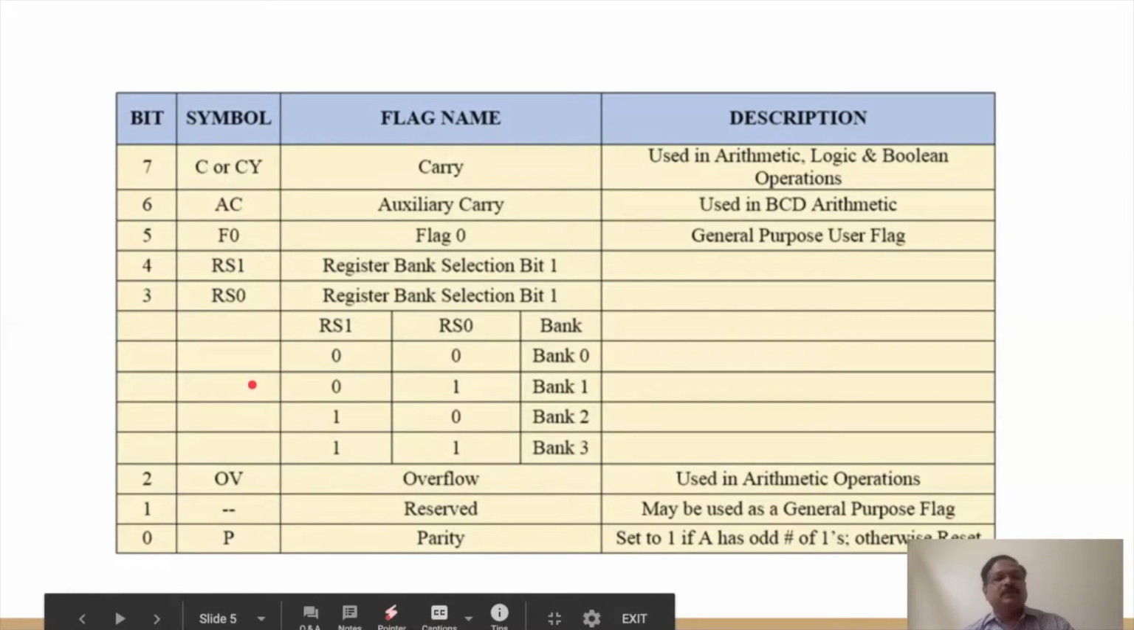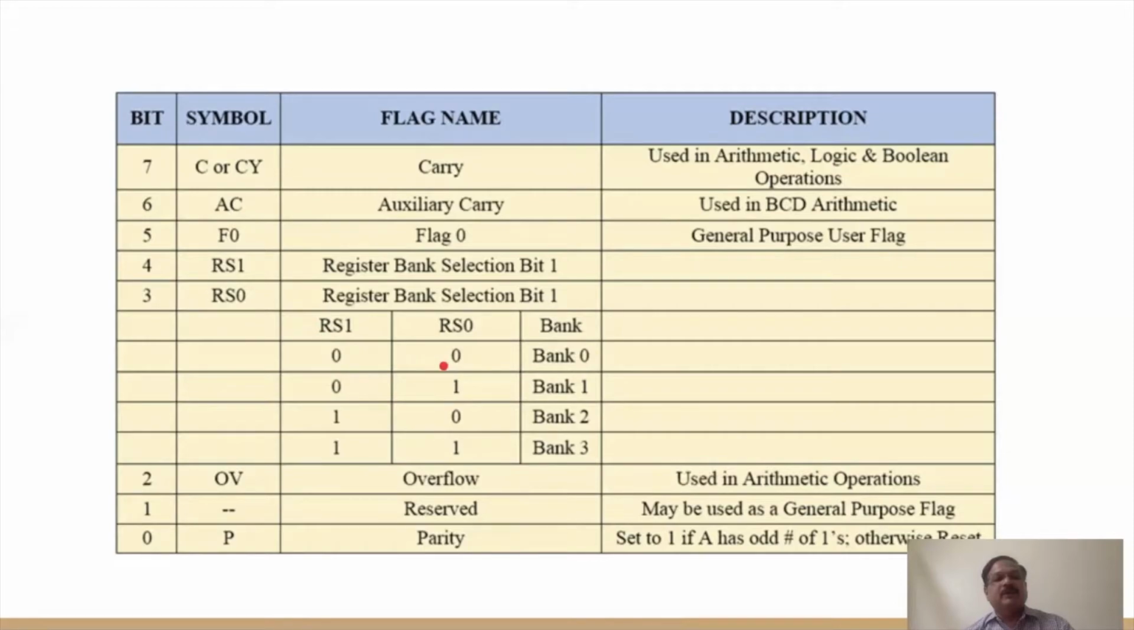In that case, divide overflow will occur and the overflow flag will be set. Now these 2 bits, as we discussed, are used for bank selection. RS0, RS1, 0 0 means bank 0. Then 0, 1 means bank 1. 1, 0 means bank 2. And 1, 1 means bank 3. By default, bank 0 is selected, but if both bits are 1, then bank 3 will be selected. That is how those bits can be used.